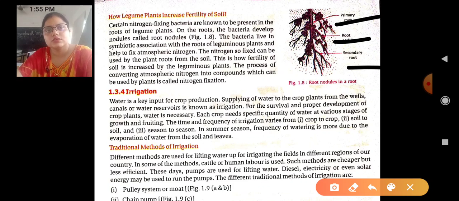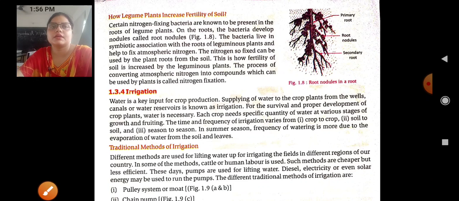Your next question is what do you mean by nitrogen fixation. And if you are able to, perform activity number 6 and express your observation. Next, you have to draw a table and write down the difference between fertilizers and manure. This is your today's homework.